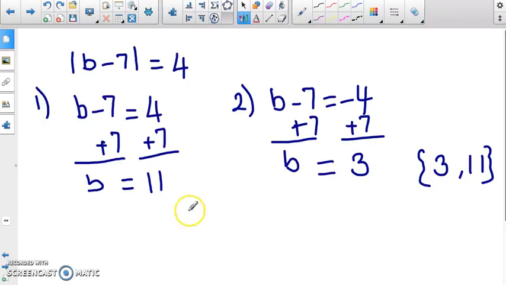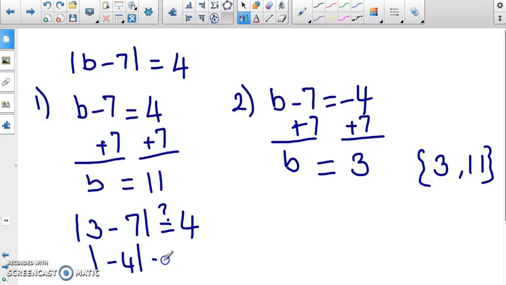So let me check if my solutions are correct. I said b can be 3. Let's try. The absolute value of b minus 7, instead of b, I'm writing 3 minus 7. Is it really equal to 4? So I'm just checking. The absolute value of 3 minus 7 is equal to the absolute value of negative 4. And yes, that is really equal to 4. So 3 is a solution.